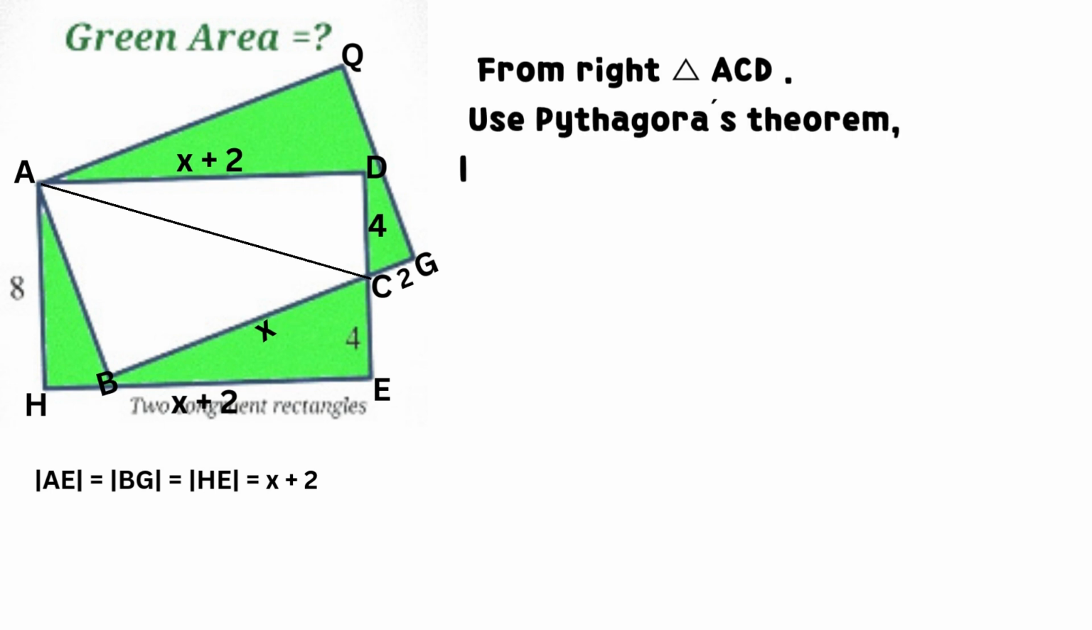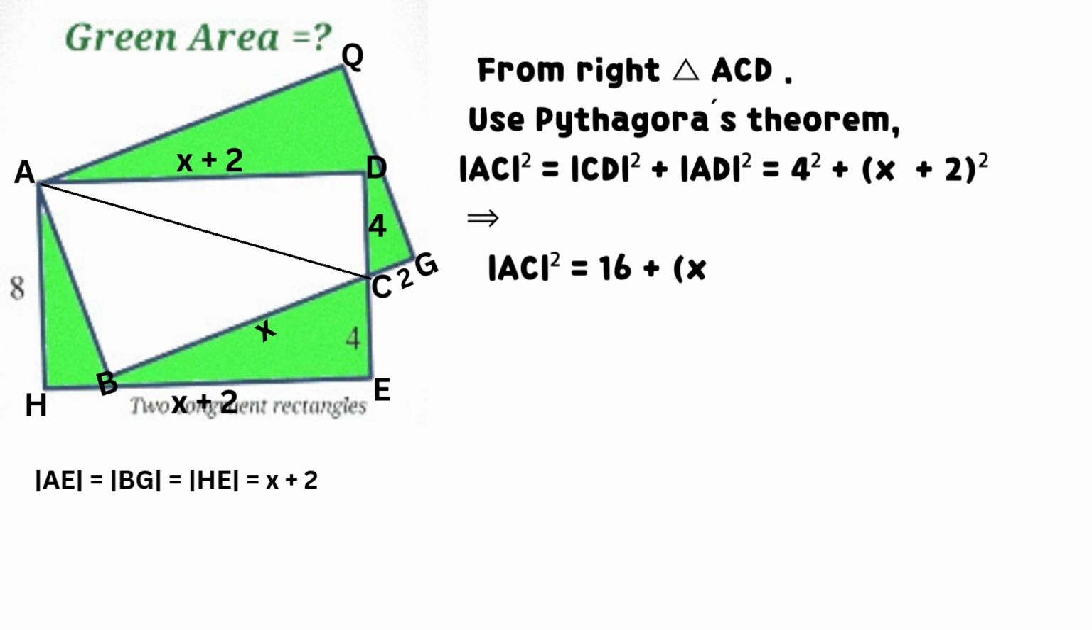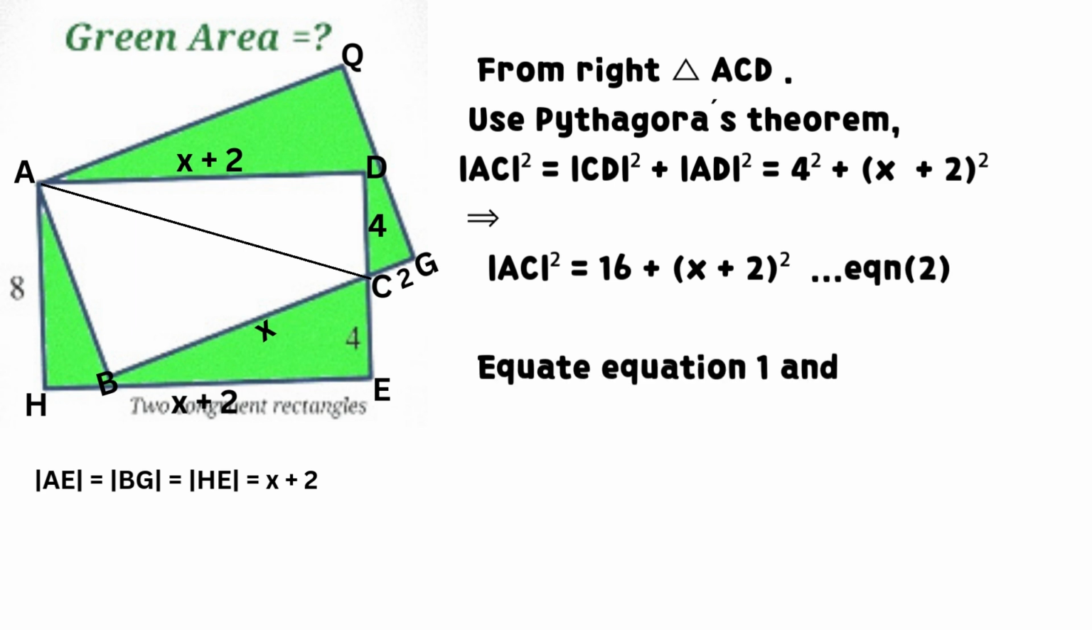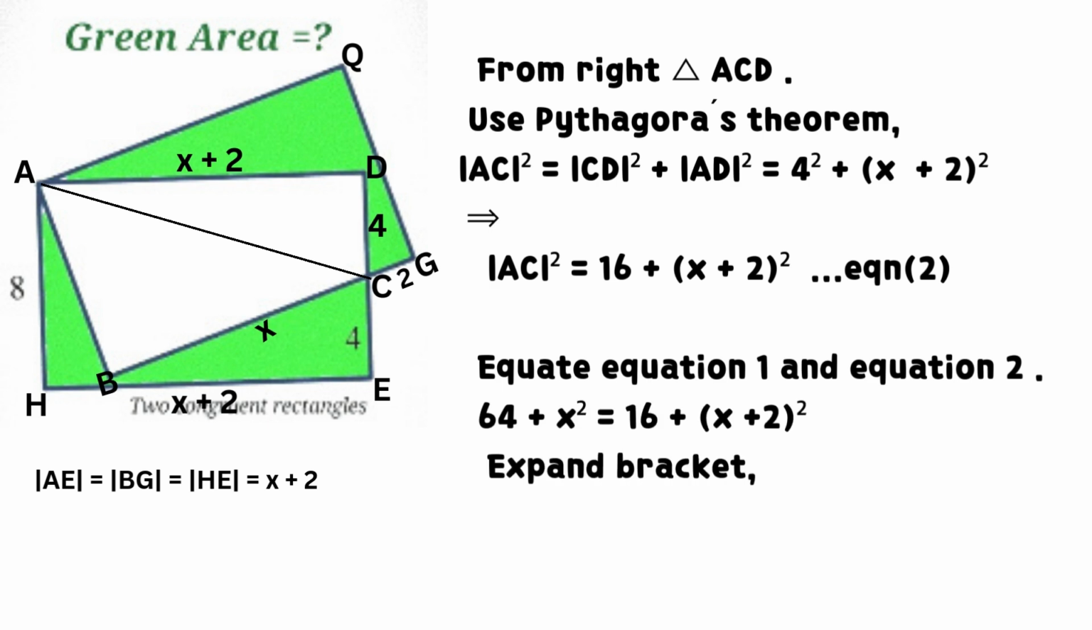From right triangle ACD, use Pythagoras theorem. The square of line AC equals the sum of the square of line CD and the square of line AD, which equals the sum of the square of 4 and the square of the sum of X and 2. We obtained equation 2 for the square of line AC. Equate equation 1 and equation 2.